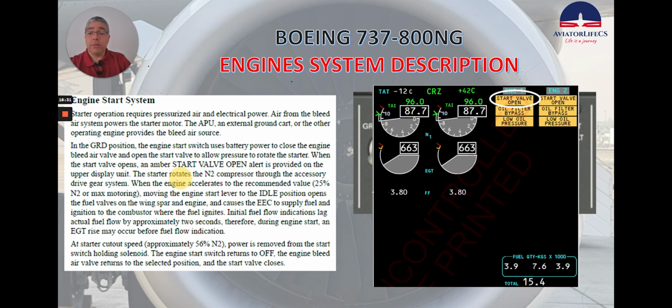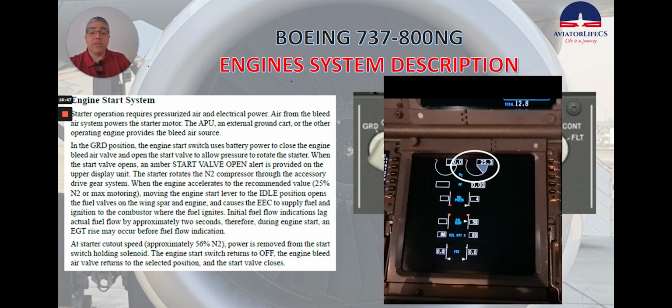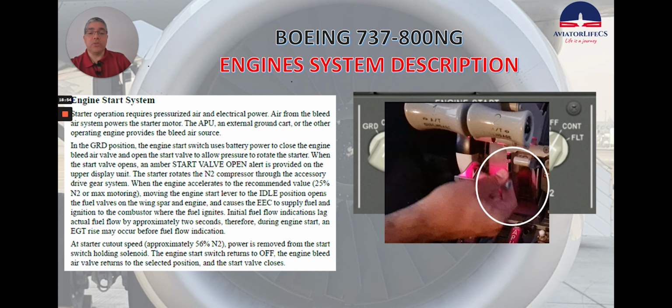When the start valves open, an amber start valve open alert is provided on the upper display unit. The starter rotates the N2 compressor through the accessory drive gear system. When the engine accelerates to the recommended value, 25% N2 or max motoring, moving the engine start lever to the idle position opens the fuel valves on the wing spar and engine and causes the EEC to supply fuel and ignition to the combustor where the fuel ignites.